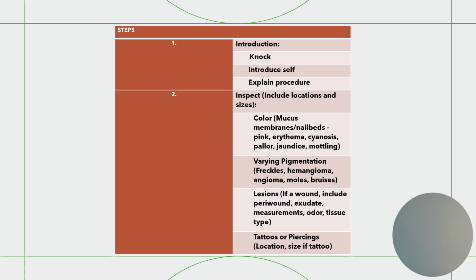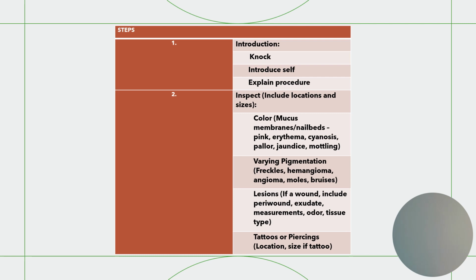So we look at the color. Again, look at the mucous membranes and or the nail beds. Determine what color you might be seeing. Is it pink? Is it erythematic? In other words, is it red? Is it cyanotic? Do we see paleness or pallor? Do we see that jaundice, that ashen color or mottling?